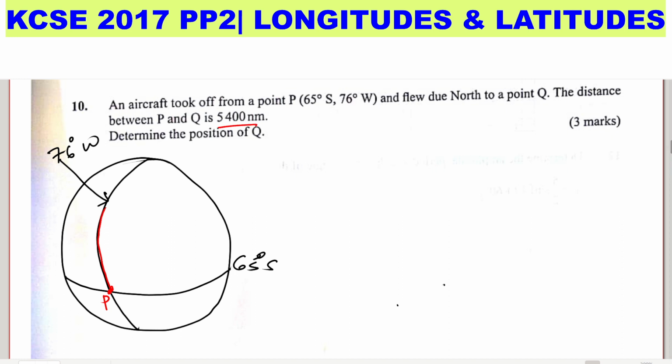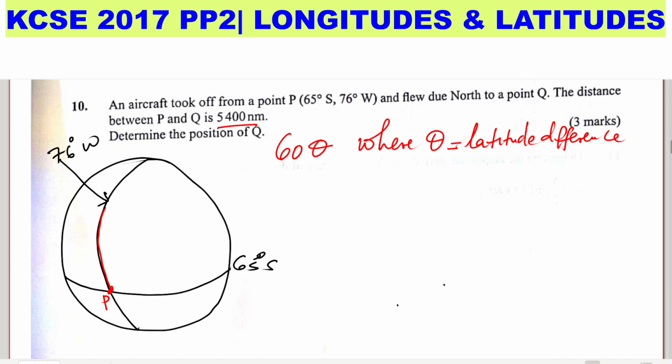This is how we get it: 60 multiplied by theta, where theta is the latitude difference. You notice that in this movement, it will fly along the same longitude. So for Q, we have the longitude, which is 76 degrees west. What we are missing is the latitude, and that is what you need to calculate.